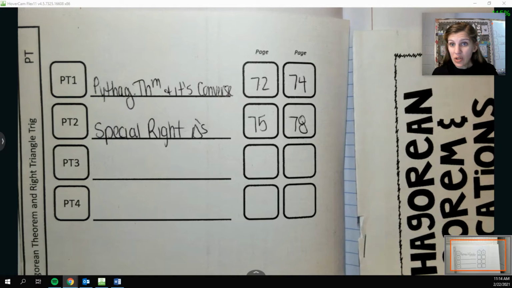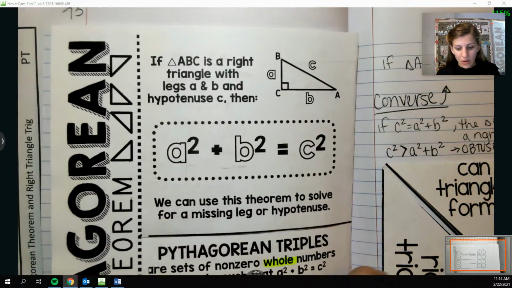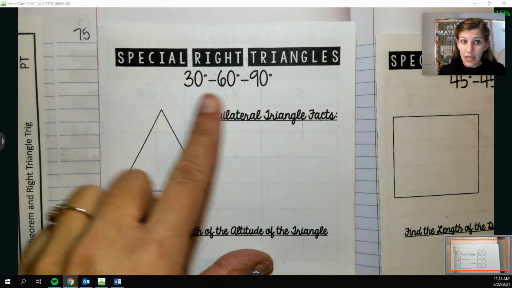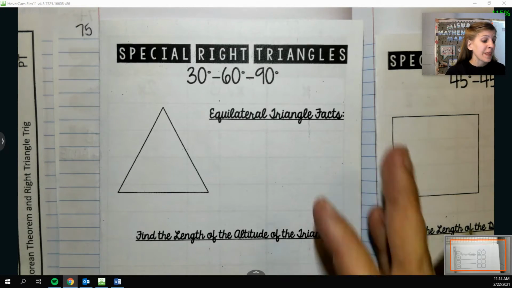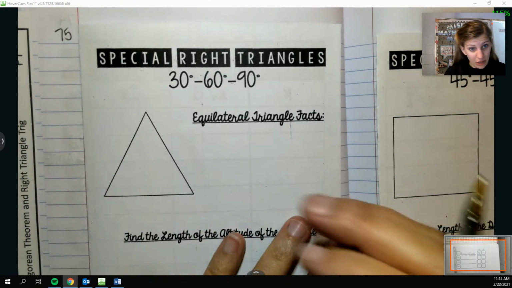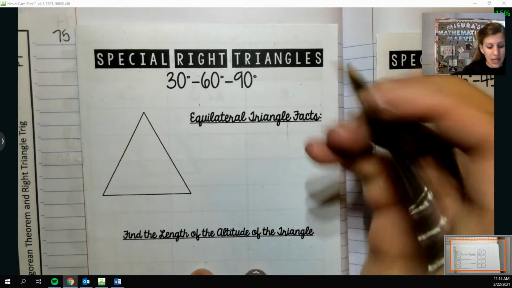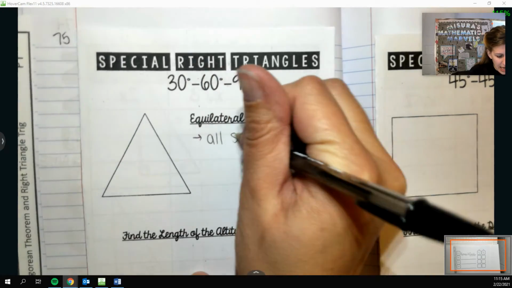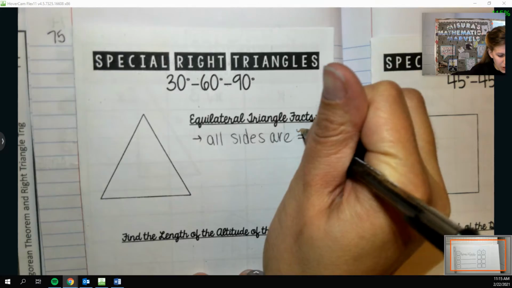So when it comes to special right triangles, there's actually two types. In this video, I'm going to talk about, on page 75, our 30, 60, 90 special right triangle. Okay, so actually before I even have a right triangle, if we're looking at an equilateral triangle, something that I know about it is that all the sides are equal or congruent.